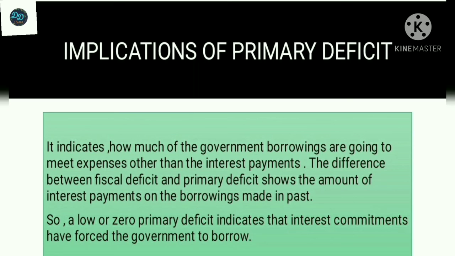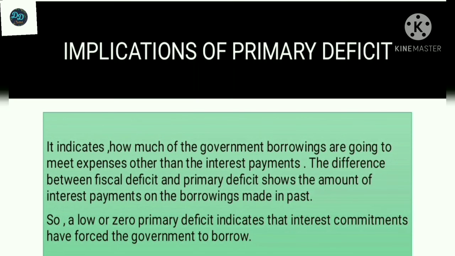So a low or zero primary deficit indicates that interest commitments on earlier loans have forced the government to borrow. So the primary deficit is a root cause of the fiscal deficit. If you take India, interest payments have considerably increased in recent years. High interest payments on past borrowings have greatly increased the fiscal deficit. To reduce the fiscal deficit, interest payment should be reduced through the repayment of loans as early as possible.